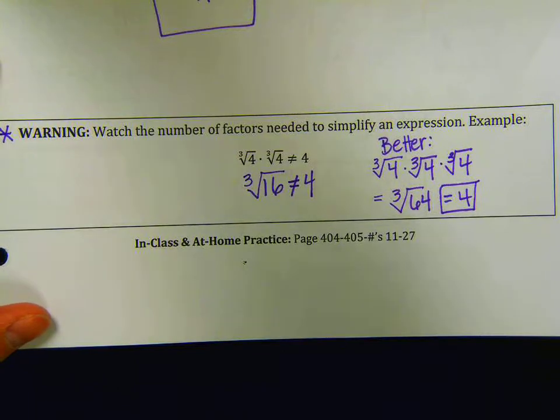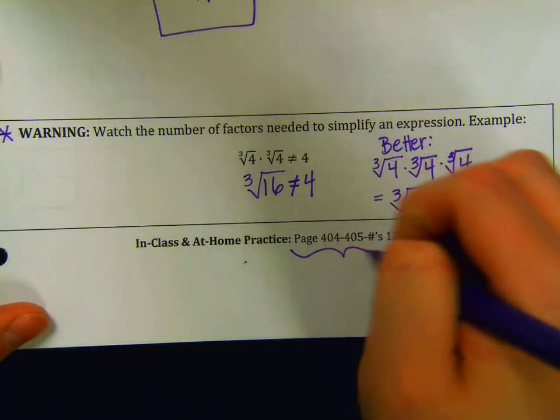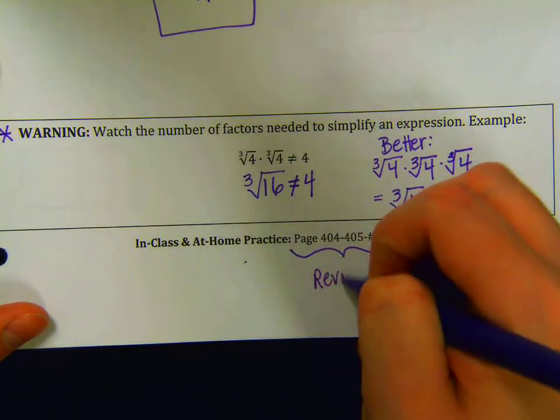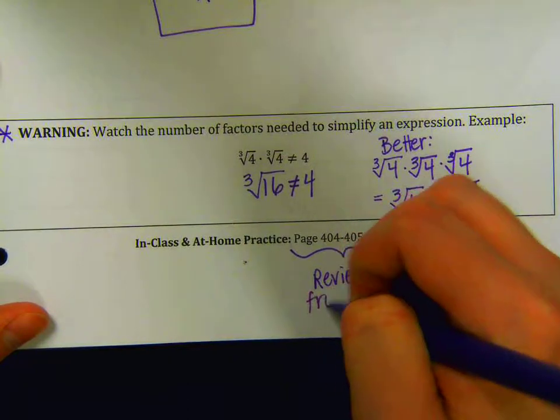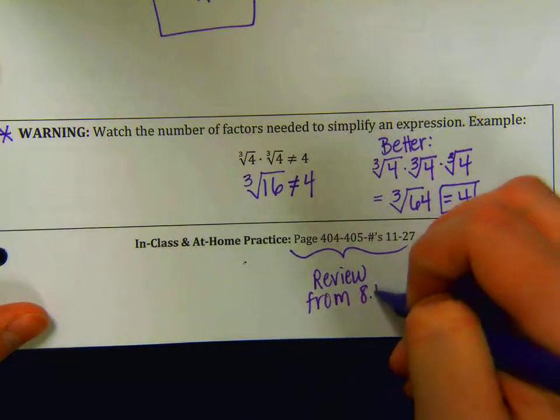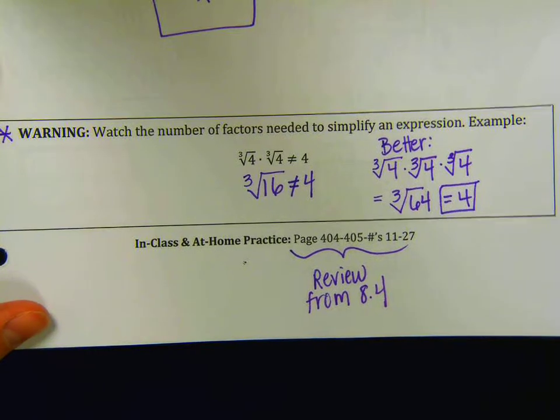Now, these questions that are at the bottom here are a review from 8.4. So if you want review from 8.4, I would suggest doing those problems. If you want a review for 8.5, I'm not sure if they're the same numbers, so you could try looking at 11 through 27 in 8.5 to practice, but that's up to you. And I will help you with whatever you do.